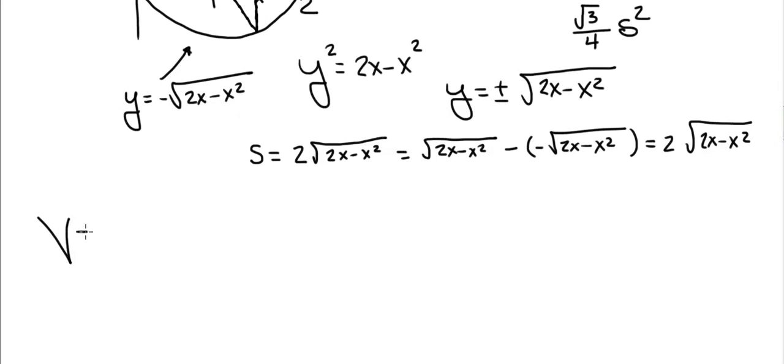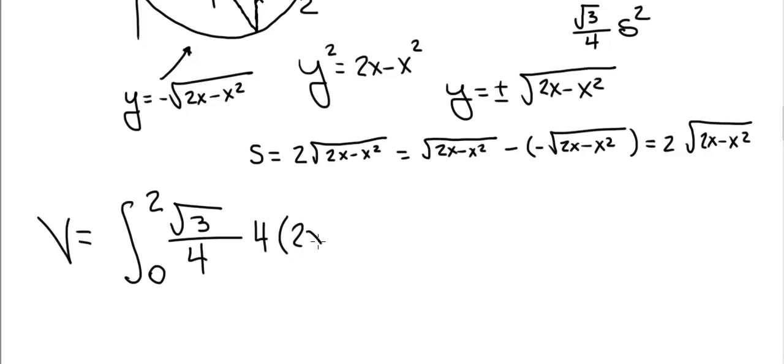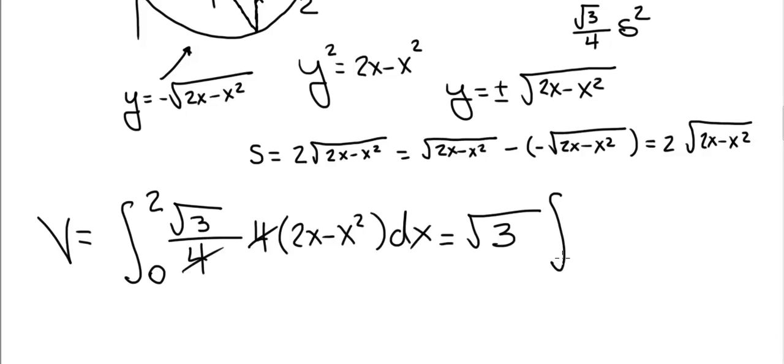So the volume will be the integral from 0 to 2 of square root of 3 divided by 4 times the length of the side squared. Squaring s gives us 4 times 2x minus x squared. And so the 4's cancel. We can put the square root of 3 in front of the integral. So this is square root of 3 times the integral from 0 to 2 of 2x minus x squared. That's an easy integral to solve.